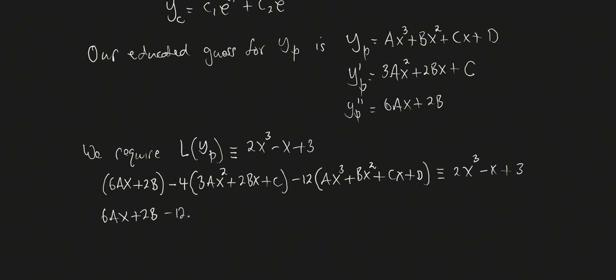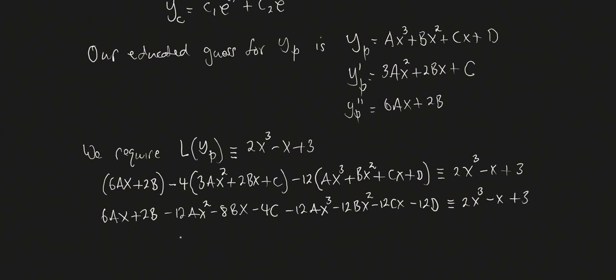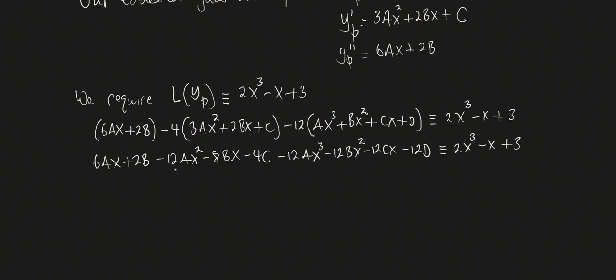So we'll have negative 12ax squared and then negative 8bx minus 4c and then negative 12ax cubed minus 12bx squared minus 12cx minus 12d. And again, we want that to be identical to this, right? So the best thing to do is to write this, even though it's general and we have lots of letters, just like an alphabet soup, in the standard form. Just like how this is written in the standard form, let's do the same thing on the left.